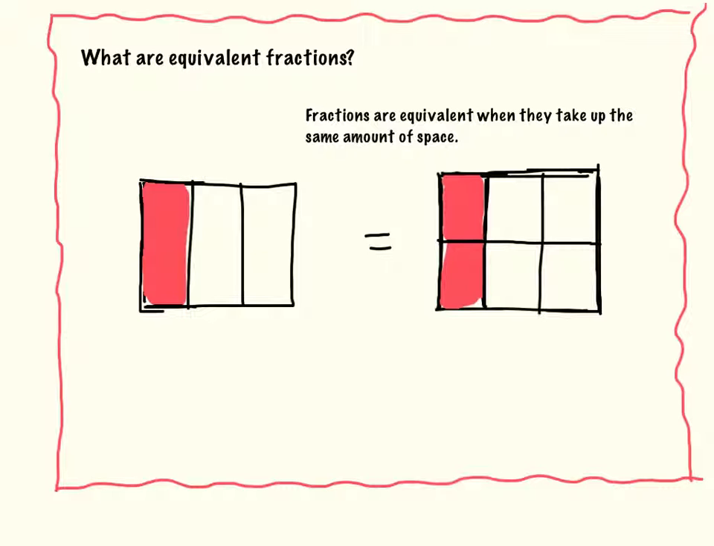So what are equivalent fractions? Two fractions are equivalent when they take up the same amount of space. So in this picture, we have two fractions. We have 1/3 and we have 2/6. And even though the sizes of the pieces are different, they take up the same amount of space in the whole, so they are equivalent to each other.